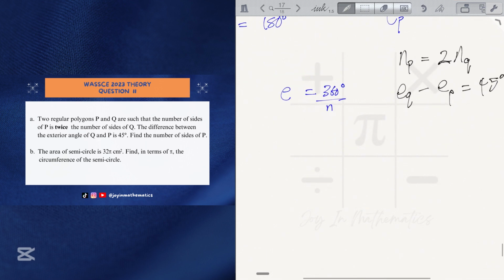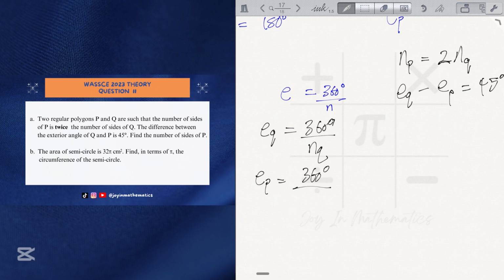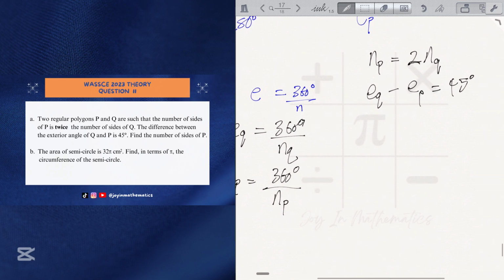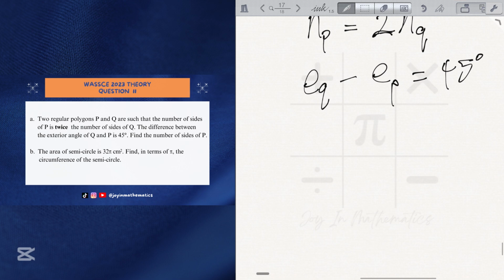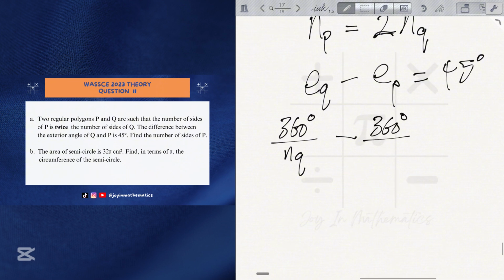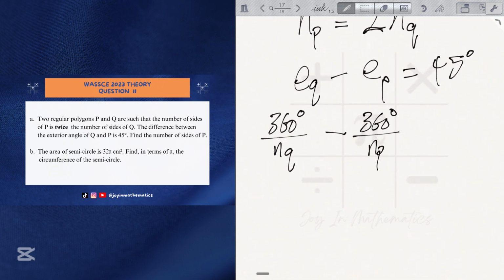So in essence, we are saying that the exterior angle of Q will be equals to 360 degrees divided by the number of sides of Q. And similarly, the exterior angle of P will be equals to 360 degrees divided by the number of sides of P. So with this, we can substitute them. We know that the exterior angle of Q is 360 divided by NQ, and the exterior angle of P is 360 degrees divided by NP, which is equals to 45 degrees.